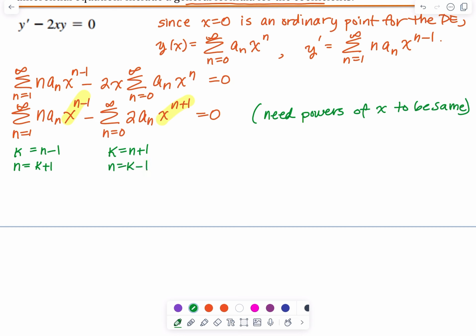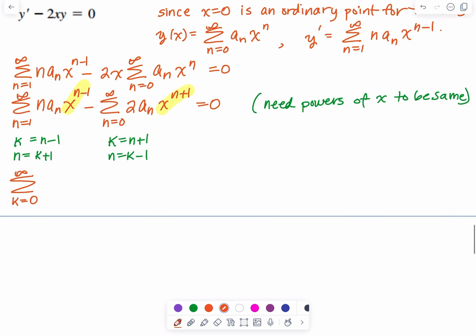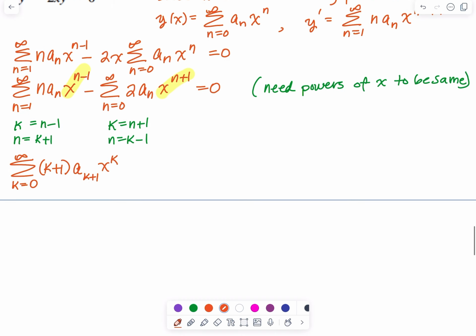So let's go ahead and write our new sum. The sum from here, k is going to be equal to 0. So the sum from k equal to 0 to infinity, and we have k plus 1 replacing our n, multiplied by a sub k plus 1 times x to the k, which is what we wanted. So we have minus, and now when n is 0, k is 1, so we have k equal to 1.